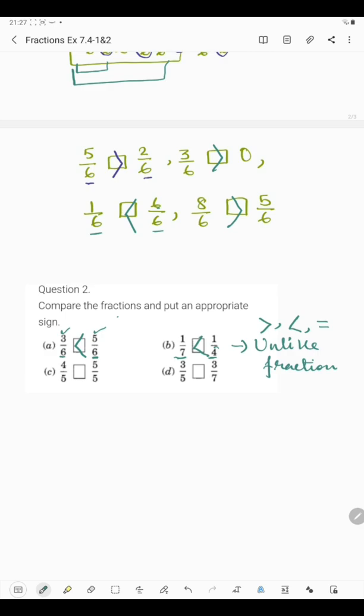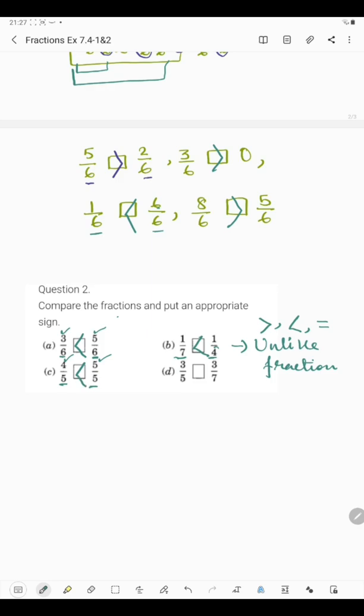Okay, now coming to C part. Here we can see the same denominator, so we'll compare the numerator. Now you tell me, 4 or 5, which one is greater? So obviously 5 is greater. So since 5 is greater than 4, 5 by 5 is greater than 4 by 5, or 4 by 5 is smaller than 5 by 5.